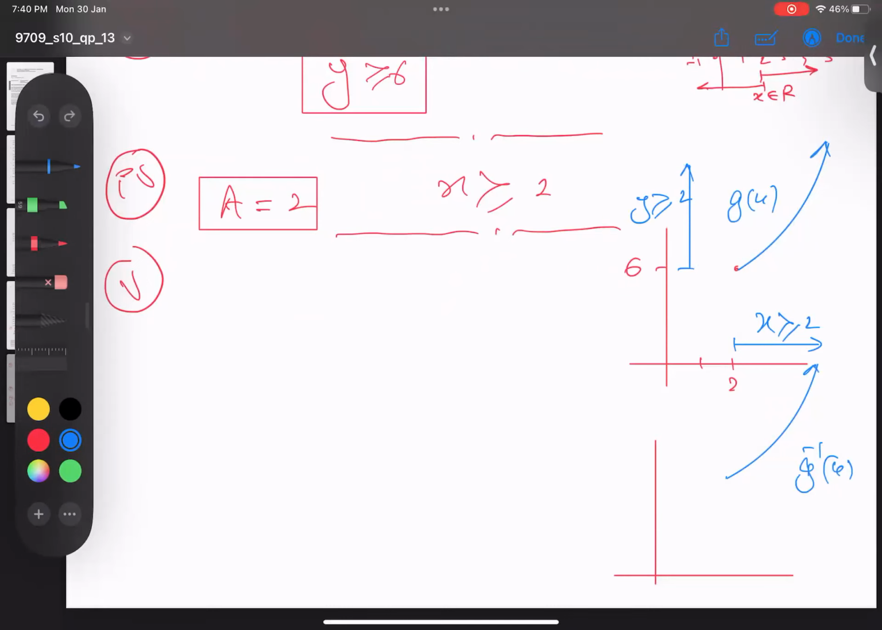Now, the inverse condition, what happens? This rightwards is now no more x, because you know when you find the inverse, x becomes y and y becomes x. So this is coming x bigger than or equal to 2. So I hope you got the idea. This is g of x, this is g inverse of x.